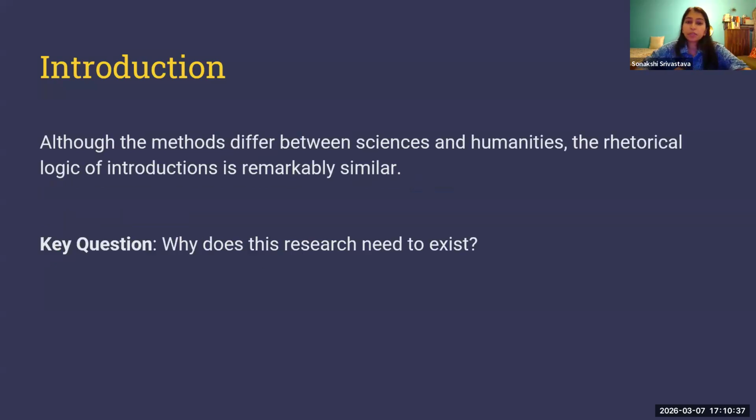Although the methods differ between sciences and humanities, the rhetorical logic of introductions is remarkably similar. And why is it similar? Because the key question that an introduction answers is: why does this research need to exist? What is the need of this research? What is this research doing? Okay. And this is common across disciplines, be it the sciences, be it the humanities.